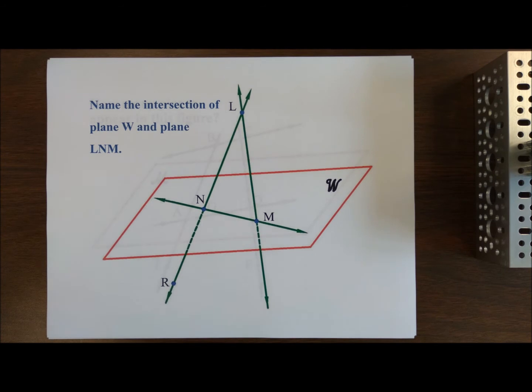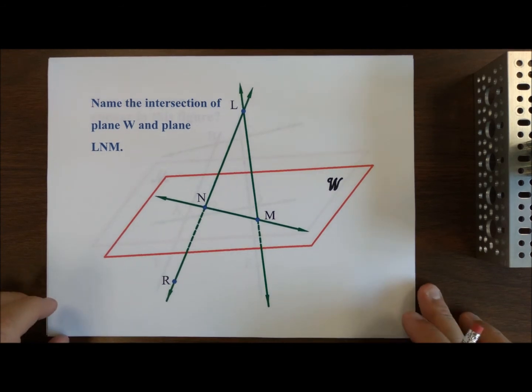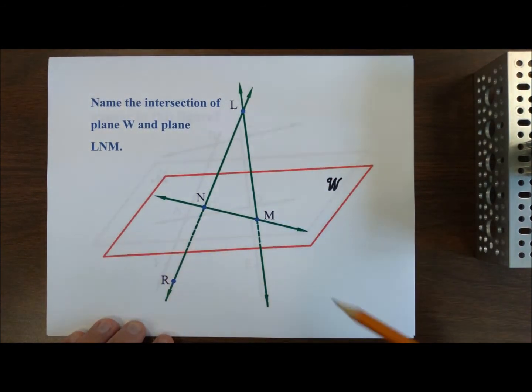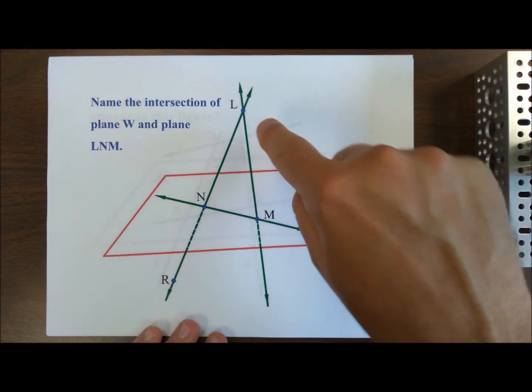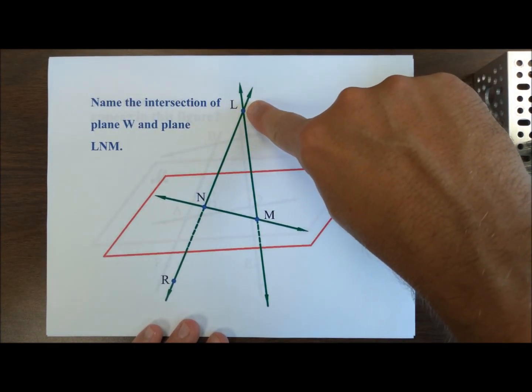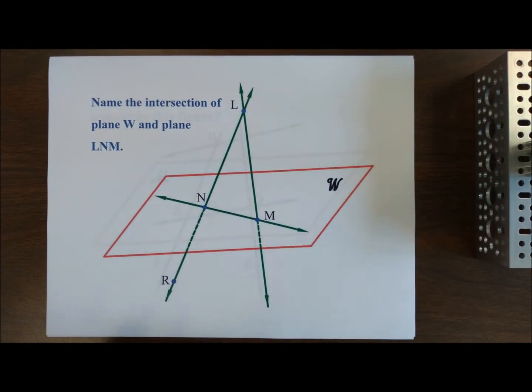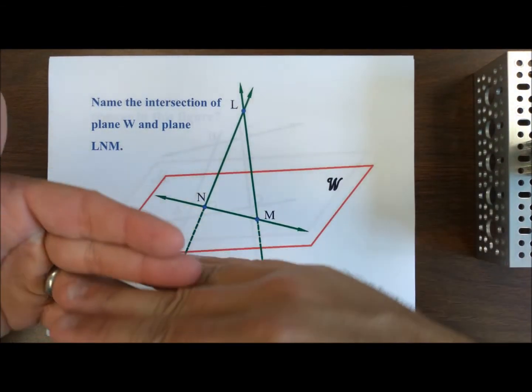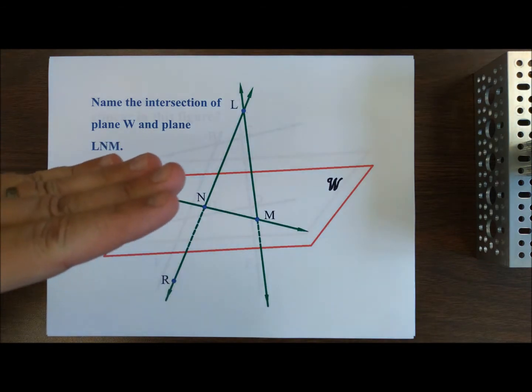Now, do you remember what happens when 2 planes intersect? This is asking if we can name the intersection of plane W and plane L and M. Okay. Now, when 2 lines cross, they form a point. When 2 planes cross, they form a line. I don't know if you can picture that.